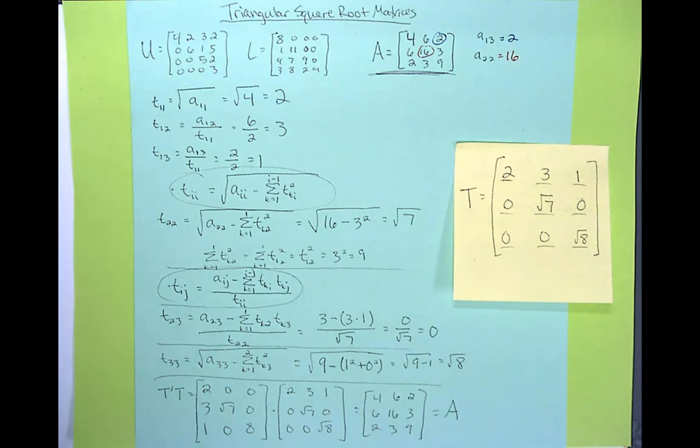Now notice we pre-multiplied by T transpose and not post-multiplied. The order of multiplication actually matters. When we do matrix T times its transpose, so post-multiplied by the transpose, we get a different value that is not equal to A. And I'll show you that using Excel.